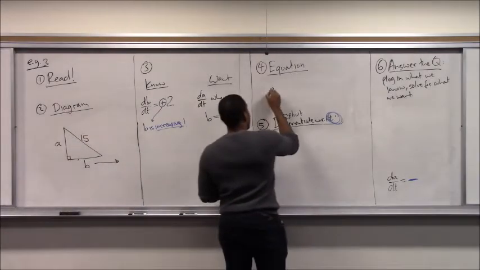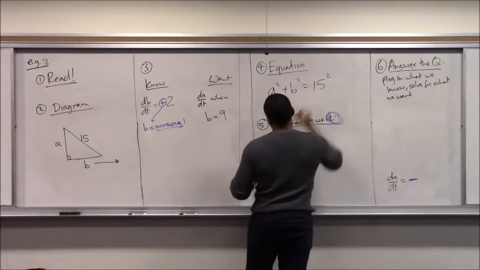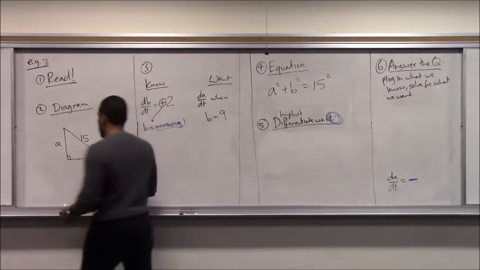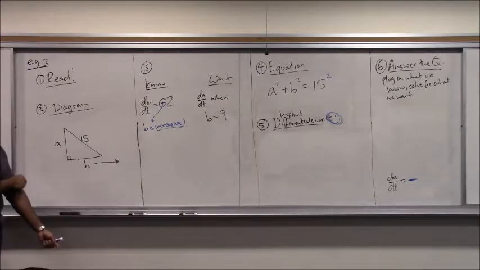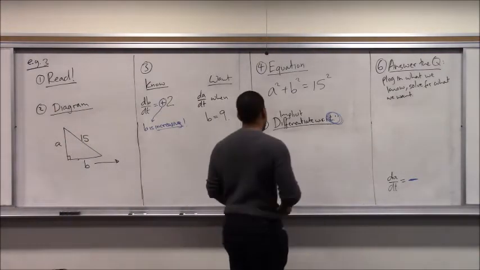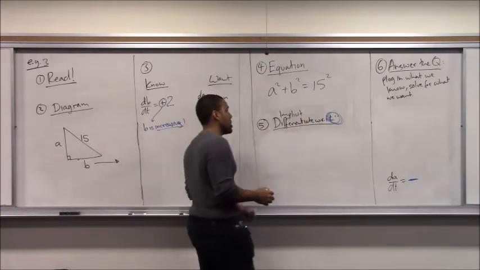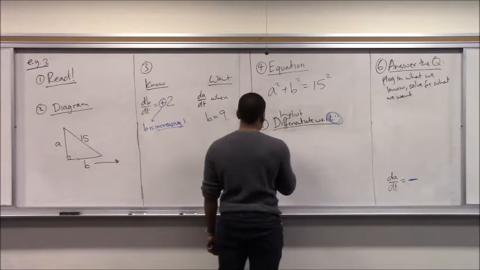We would know here that A squared plus B squared is equal to 15 squared. Sum of the squares of the two legs is the square of the hypotenuse. That's Pythagoras' theorem. Okay, so that's the equation that describes this situation. Now we're going to differentiate this equation implicitly with respect to time.